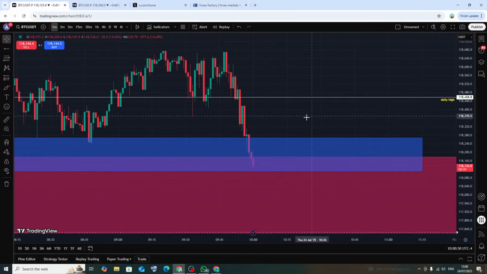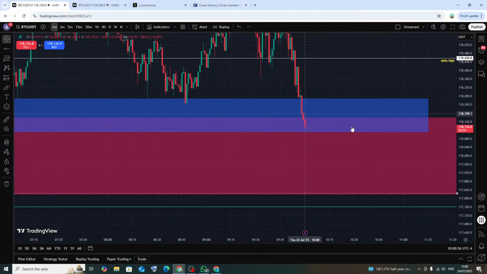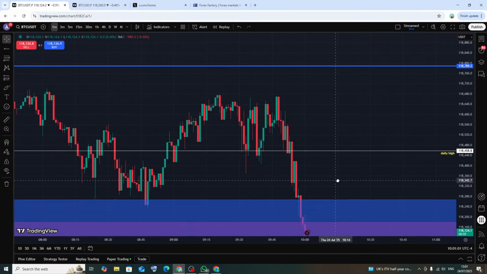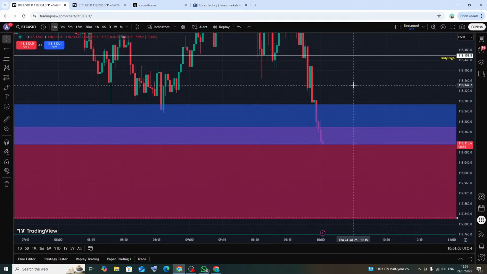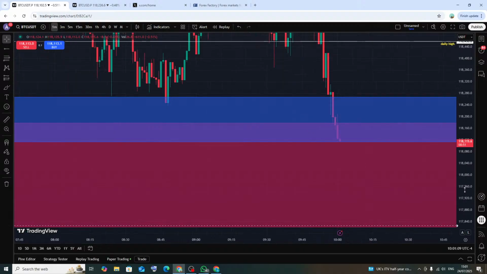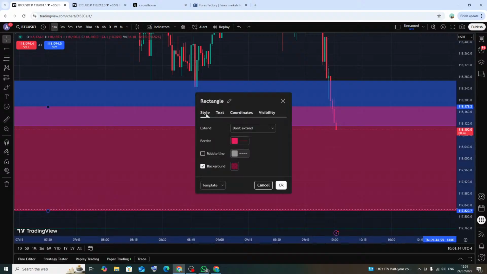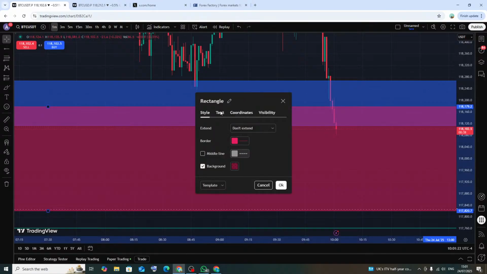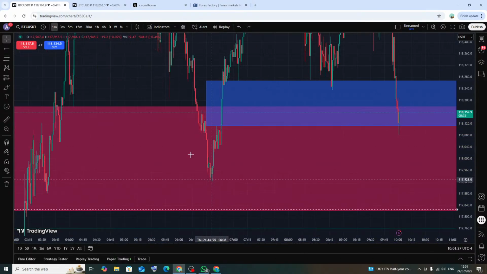So look at this, it is going down. I'm anticipating it. Just look at this, the way this wick is. I have this low in play.